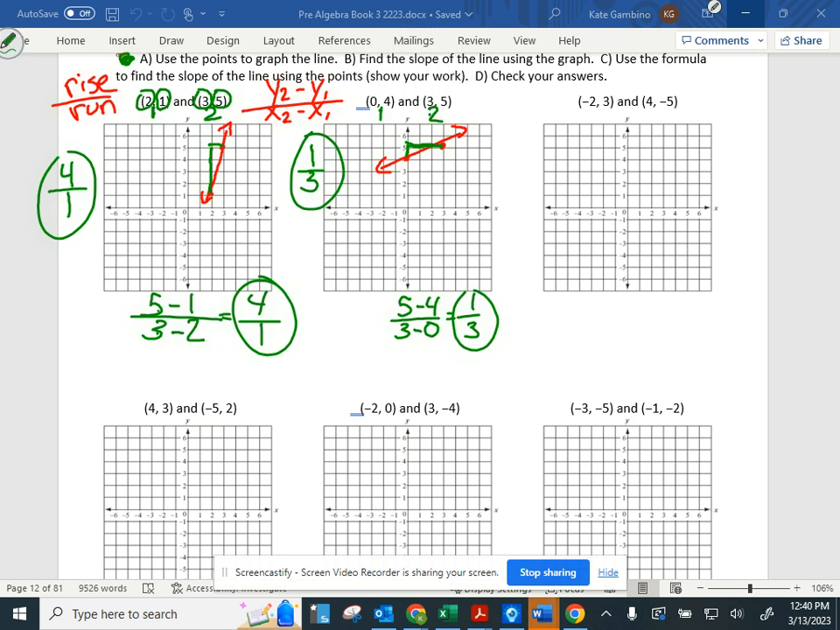But if I did this one as my 2's, these are gonna be my first numbers. 5 on top, 3 on bottom. Because it's y over x minus y over x minus 4 over 0. 5 minus 4 was 1, 3 minus 0 is 3. And I got the same answer. So that was checking my work.